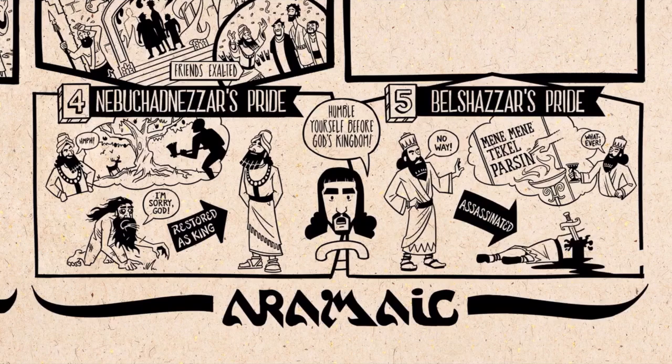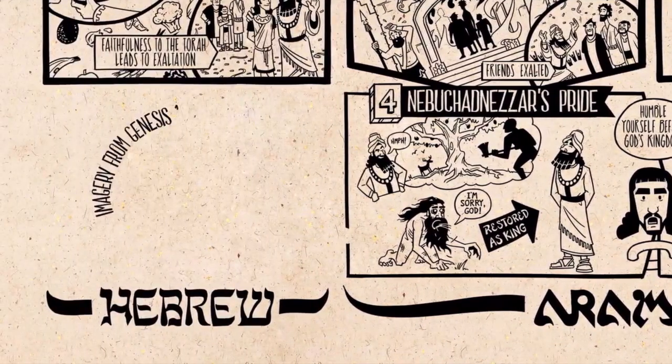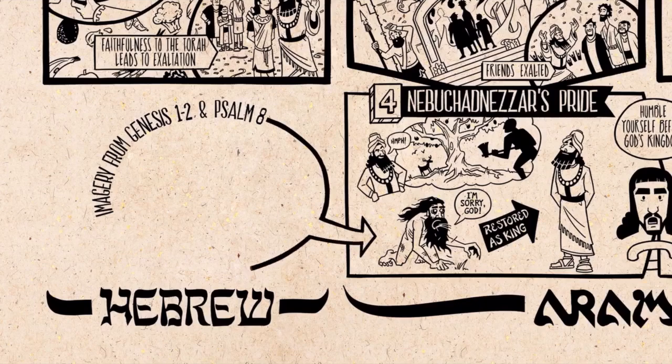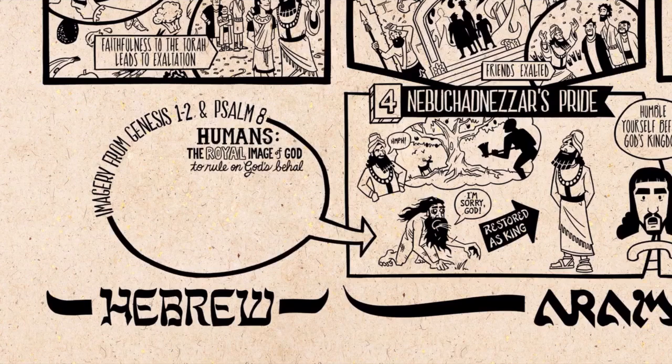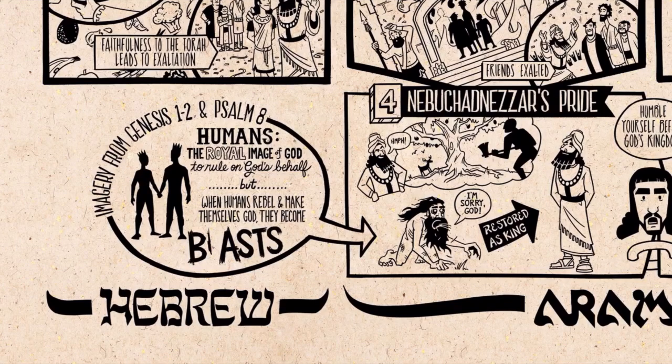He's restored as king. This is in contrast with his son, Belshazzar, who doesn't humble himself before God, and he's assassinated that very night. Now, these 2 stories draw this imagery from Genesis chapters 1 and 2 and Psalm 8, where humans are depicted as the royal image of God. He's given them authority to rule over the beasts of the field and the birds of the air on behalf of God, who is the world's true king. But when human kingdoms forget that, when they rebel and make themselves and their power into a God, they become less than human, like violent beasts who will face God's justice.